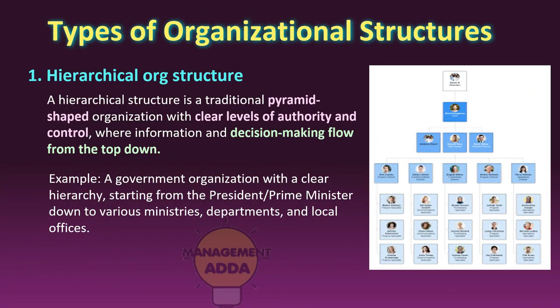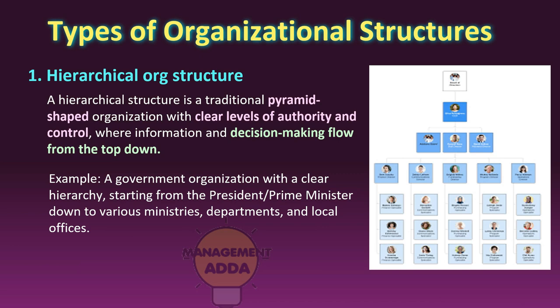First, hierarchical organization structure. A hierarchical structure is a traditional pyramid-shaped organization with a clear level of authority and control, where information and decision-making flow from top to down. It is the most common type of organizational structure, where a chain of command goes from top authority to bottom, where the top authority could be the CEO or manager, and the bottom could be entry-level or low-level employees, and each employee has a supervisor to guide and direct them.